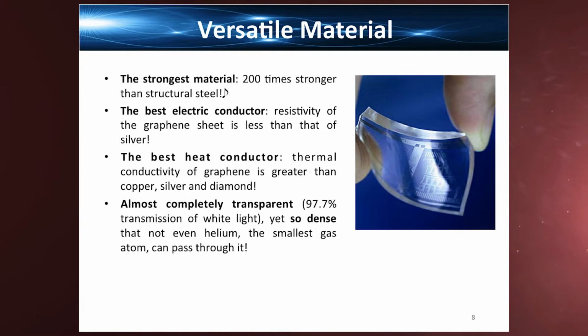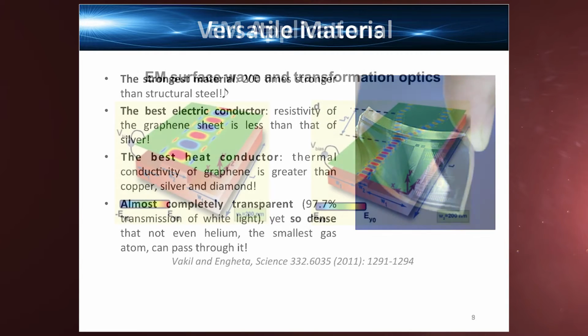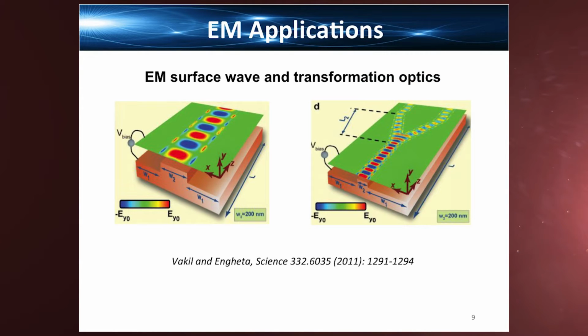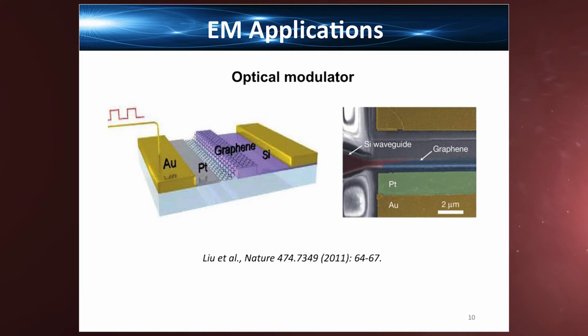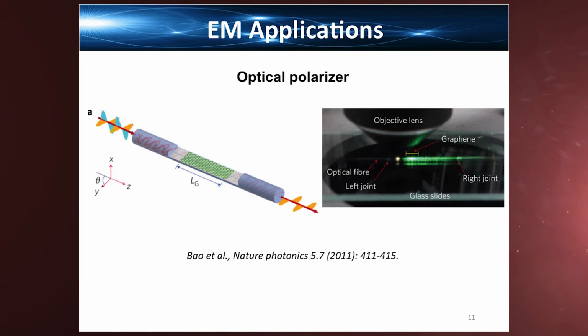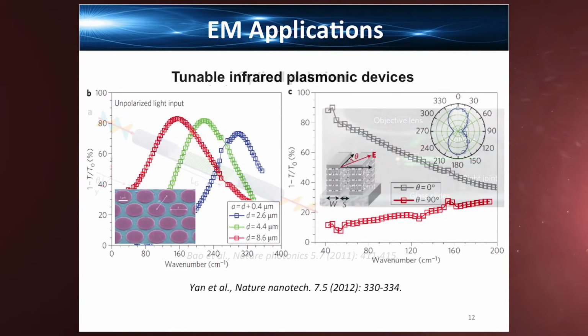For example, it's 200 times stronger than steel, it's the best electric and also the best heat conductor, and it's almost transparent. And there are many applications of graphene in the field of electromagnetics and photonics. For example, it can be used for guiding electromagnetic surface waves, transformation optics, optical modulators, optical polarizers, and tunable infrared devices.